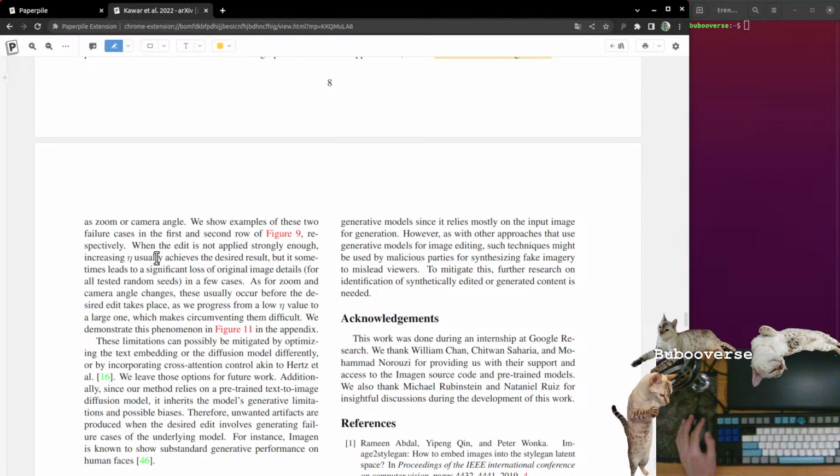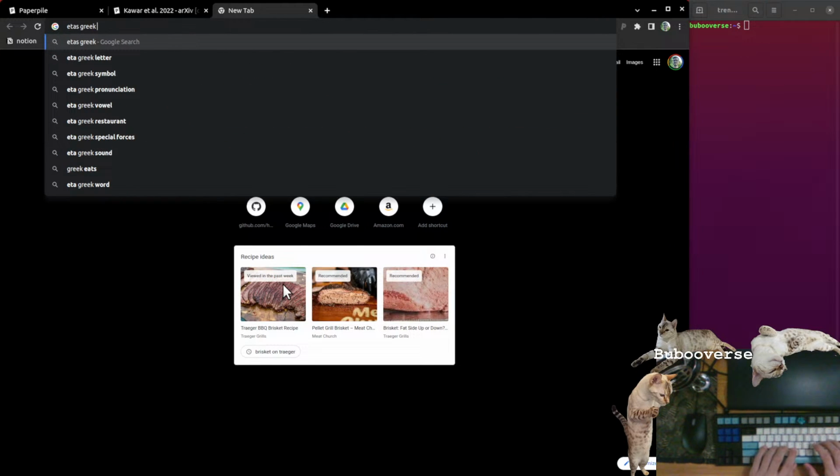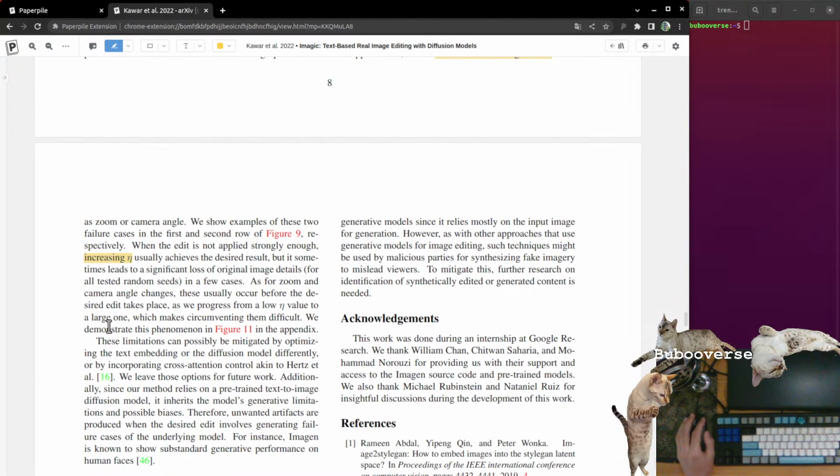Okay, so sometimes it's not applied strongly enough, and they try to increase this n, and then I think it's actually called eta. Let's make sure. Yeah, it's called eta. Sorry, I've been calling it n this whole time. It's the Greek letter eta. But then they make that eta too high, and then you lose the original image.